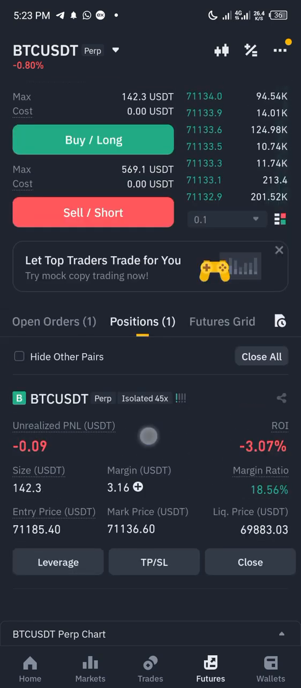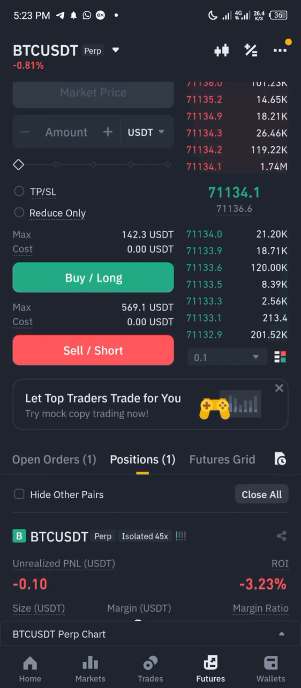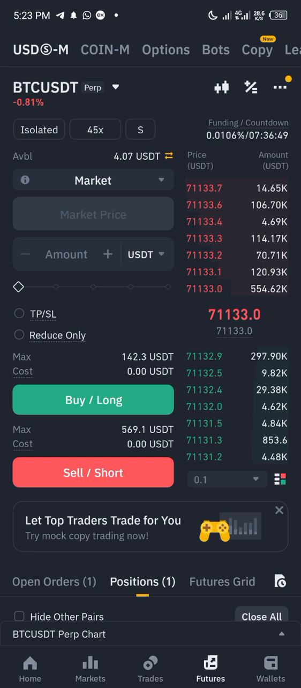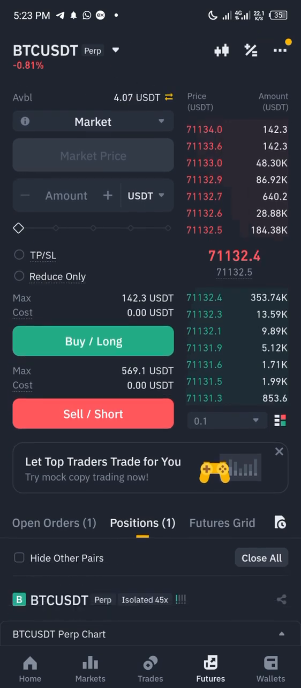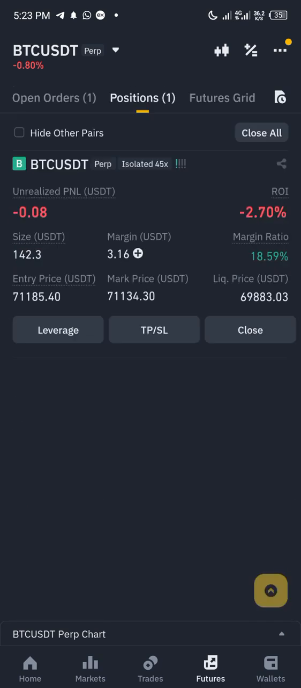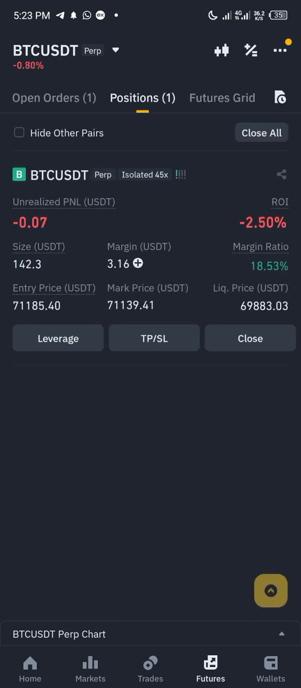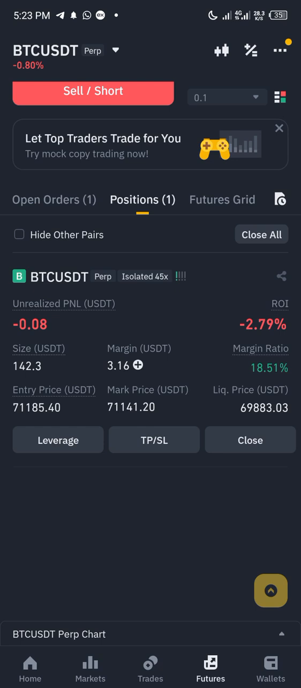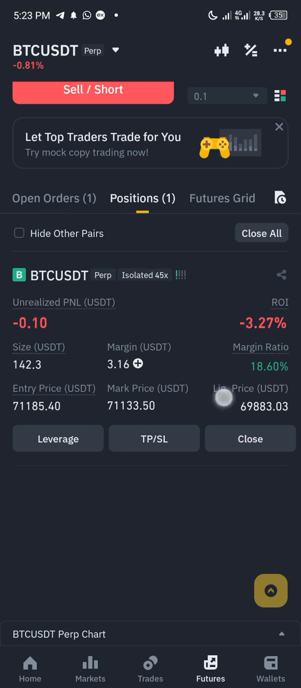But let's assume, that's why I explained to you guys earlier about cross and isolated. Let's assume that I'm using cross here. The trade will not close for me like that. It will use the amount I'm having here to hold the position. And if the amount here is not enough, it will go to my spot wallet or my funding or the rest to hold the position for me. So that's the meaning of this liquidation price.